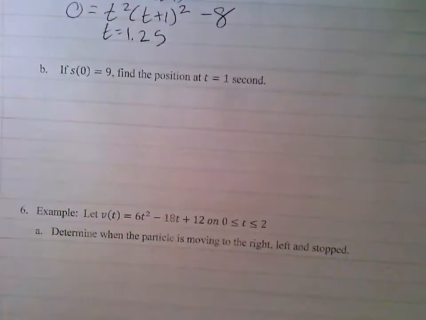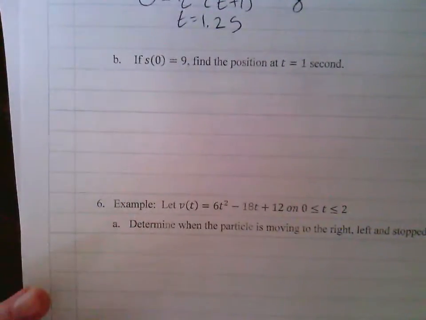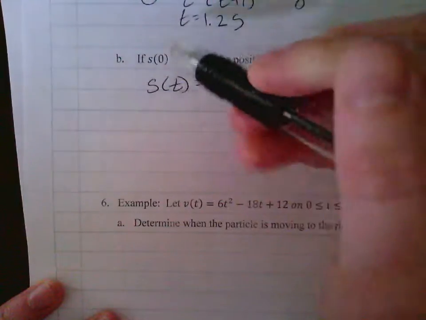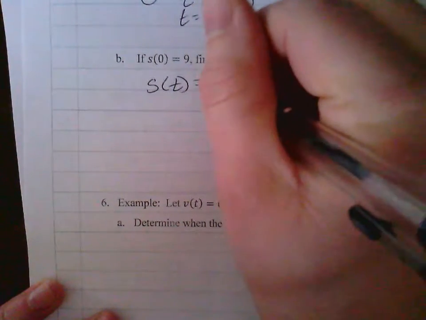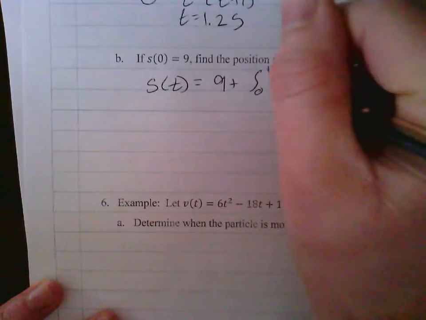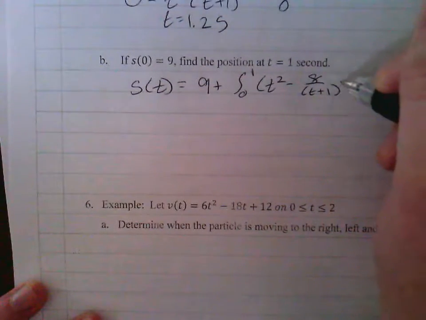All right, what's it asking for next? So it's saying if s of 0 equals 9, find the position at t equals 1 second. So this is where you see s of t. s of t is going to be the initial position, so s of 0, so it's going to be 9, plus the integral from 0 to t of t squared minus 8 over (t plus 1) squared dt.